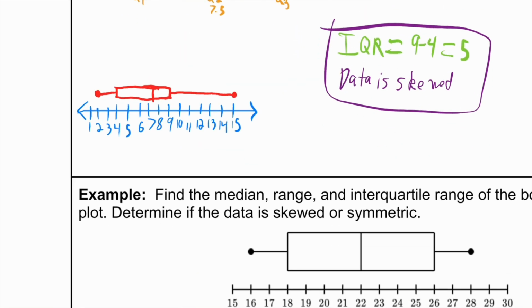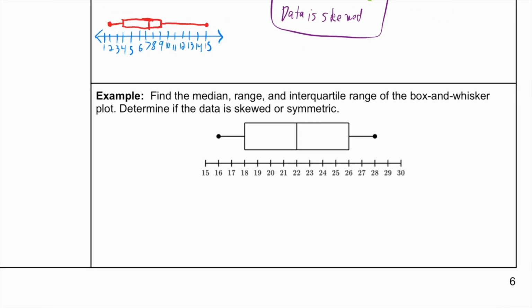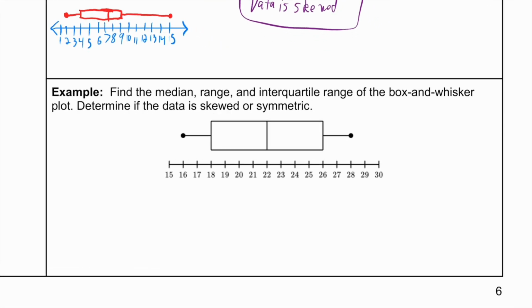So now we can move on to where we have an established box and whisker plot. And we are going to find some information from this. So we're going to find the median, the range, and the interquartile range, and then determine if it is skewed or symmetrical. So the median is quartile 2, which is just right here. And so the median here is 22.